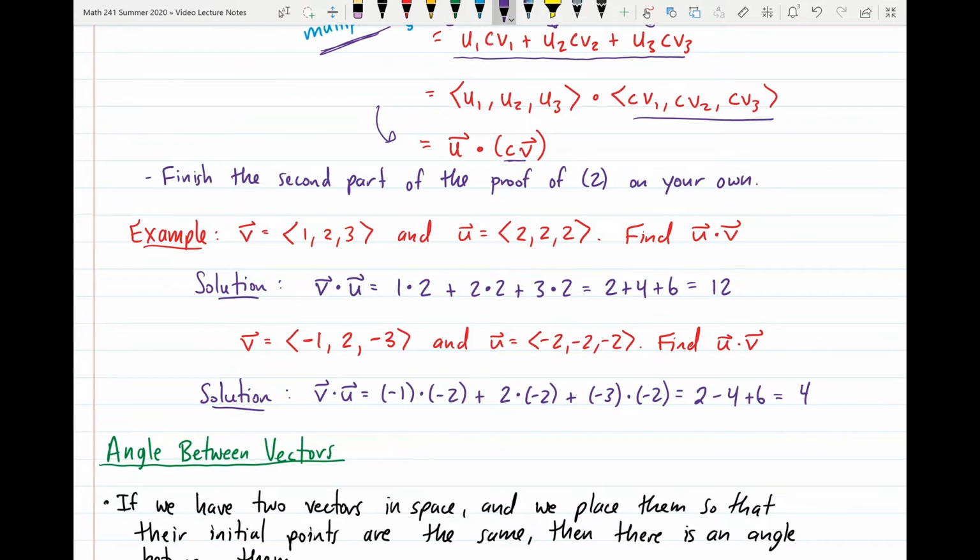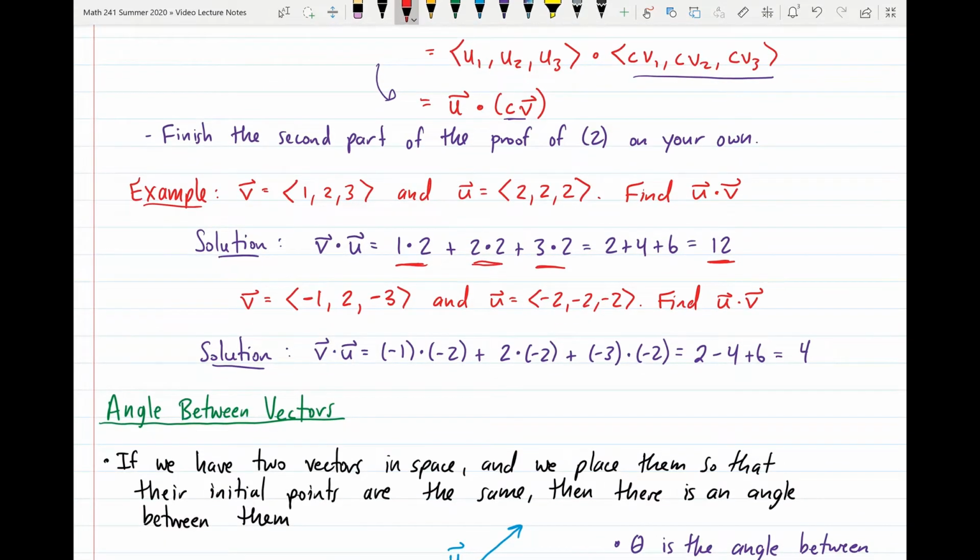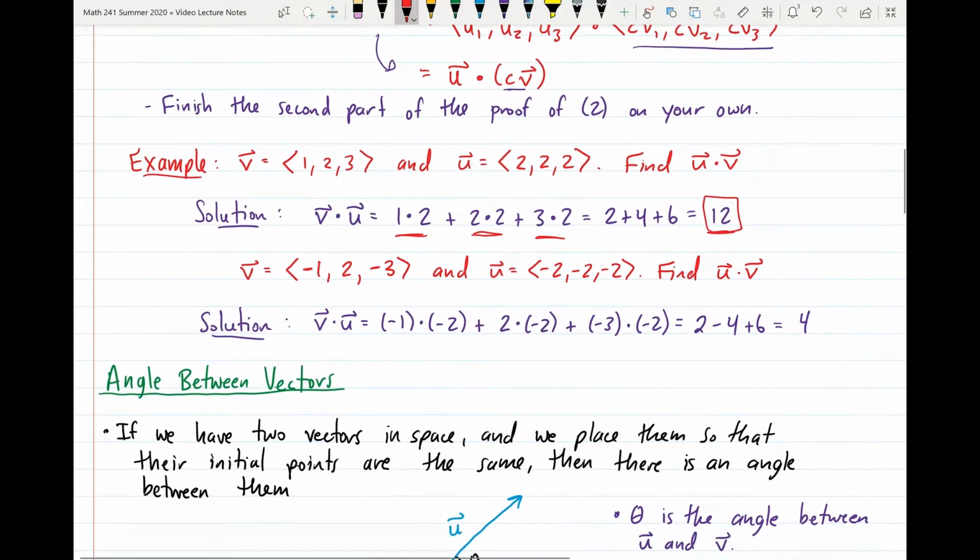So let's say we have the vector 1, 2, 3 and the vector 2, 2, 2, and we want to find the dot product between them. Again, we're going to take the first component of V, which is 1, multiply with the first component of U, which is 2. So we get a 1 times 2. We do the same thing with the second components to get a 2 times 2. And then the same thing with the third components to get a 3 times 2. And then we can add these up, and eventually we find that the dot product is going to equal 12. Again, notice here, when we take the dot product of two vectors, we should just get a number. We should not get another vector.